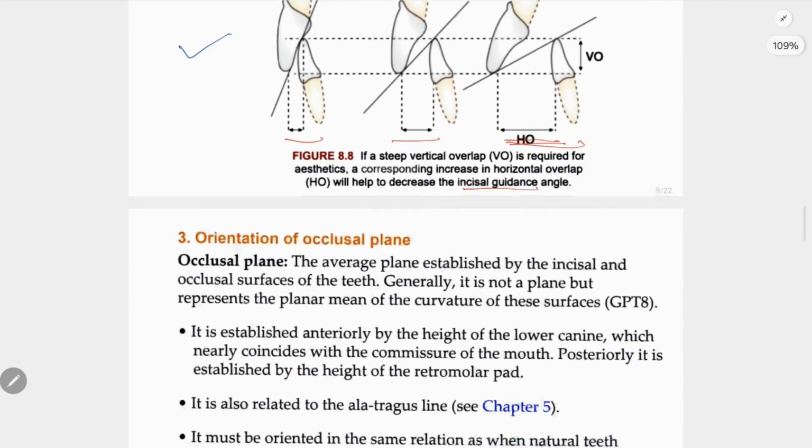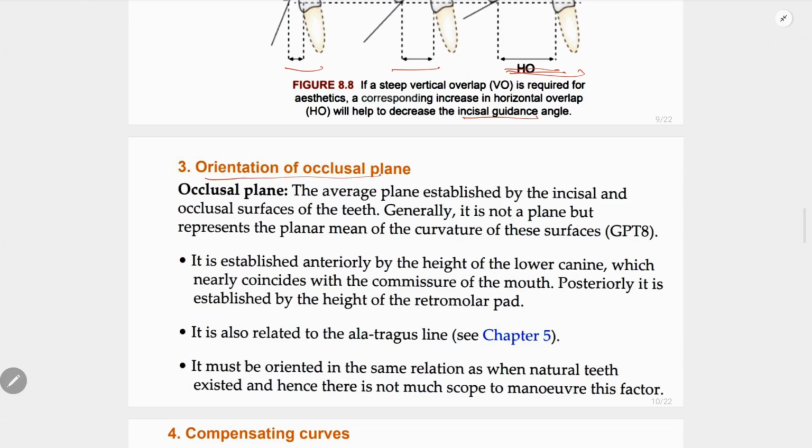Next we move on to the orientation of the occlusal plane. Occlusal plane is what? The average plane established by incisal and occlusal surfaces of the teeth, that is the occlusal plane. It is also related to your alar tragus line. It is established anteriorly by the height of the lower canine, which nearly coincides with the commissure of the mouth. Posteriorly, it is established by the height of the retromolar pad.